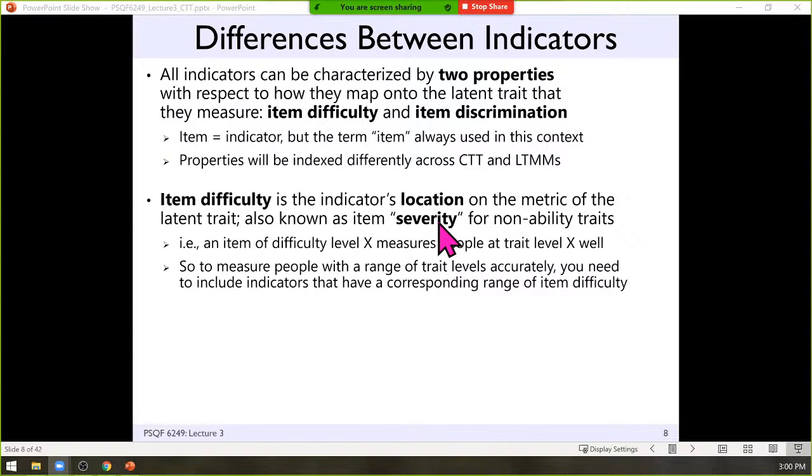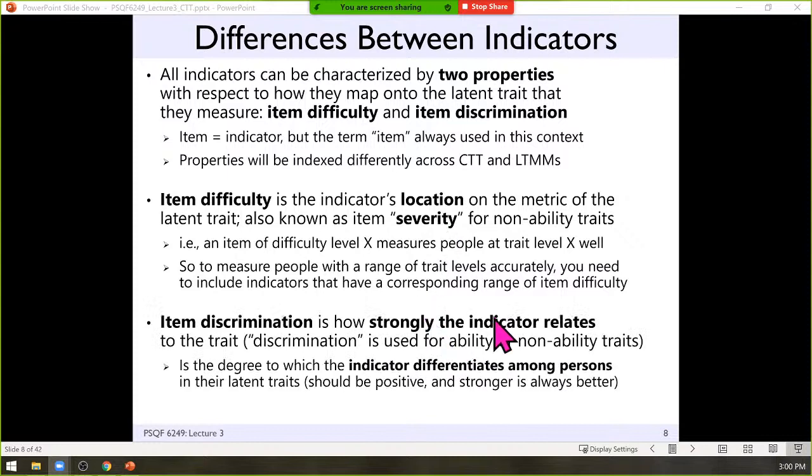So if you think about severity of symptoms, like how depressed do you have to be before you would agree with this statement? Or if you have an attitude towards something, like how permissive would you have to be to agree to this statement? So severity is the way of thinking about difficulty, but it's still a location parameter.